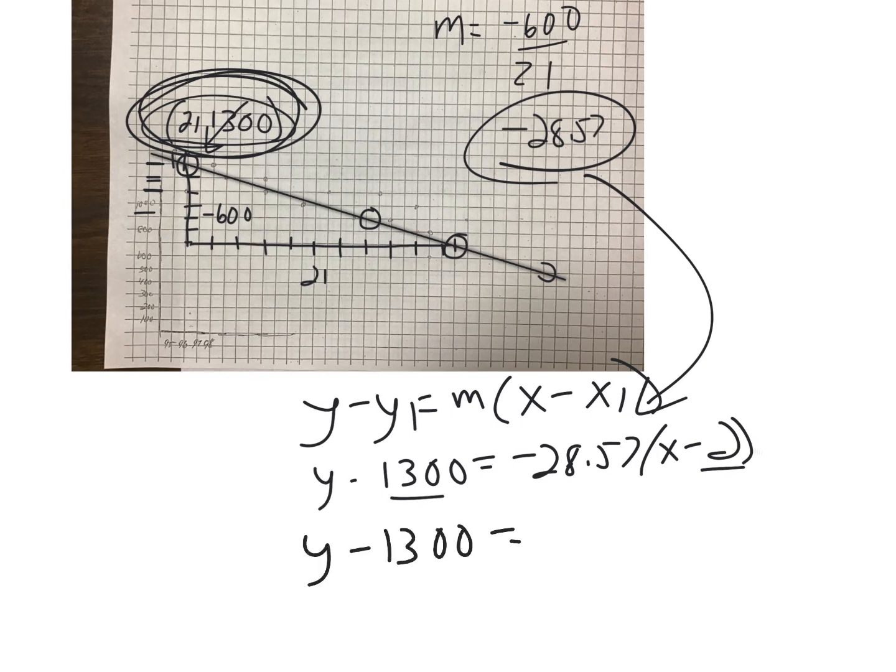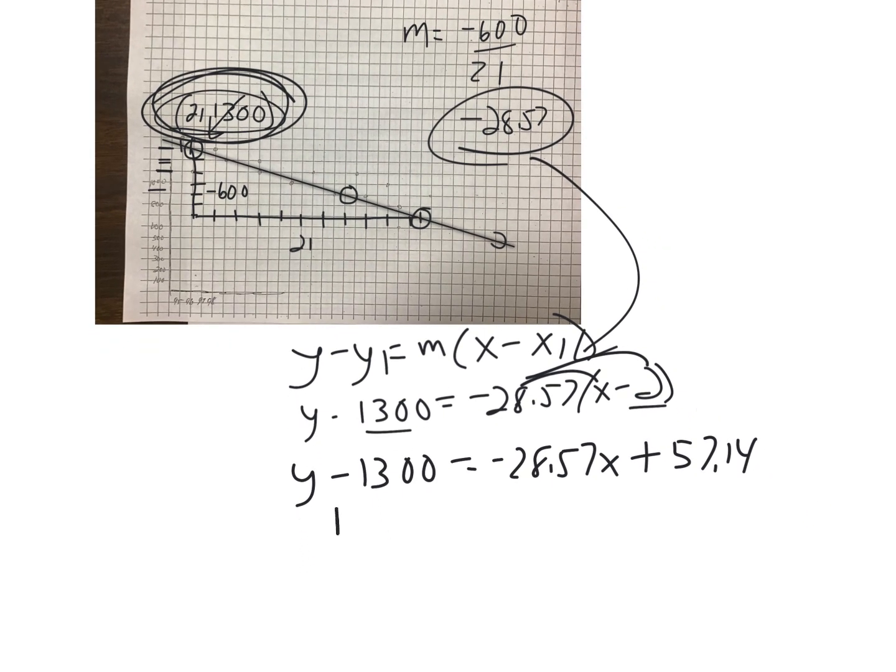So I'm going to rewrite this. Then I got 28.57x for this one, and then I got to do this. So that's going to be a positive. Negative times negative is positive. And times 2 is going to be 57.14.